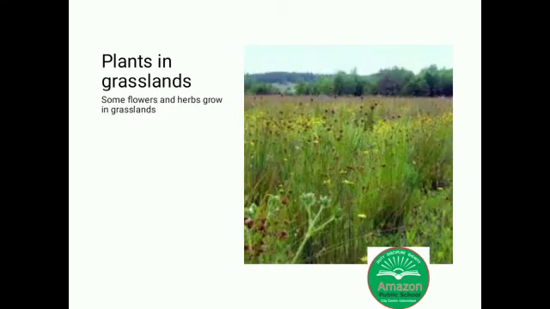Plants in grasslands. Some flowers and herbs grow in the grasslands. The plants found here are buffalo grass, sunflower and wild indigo. When the temperature is high and the grass is dry, major fires can occur. These plants have adapted themselves to survive major fires.